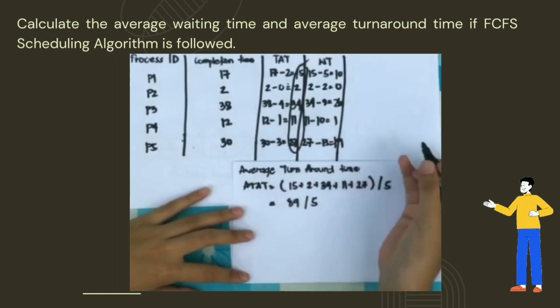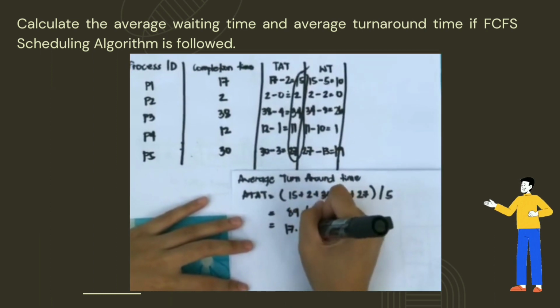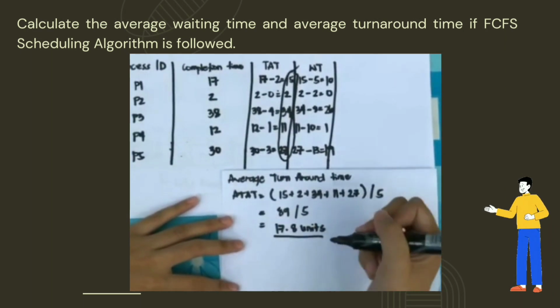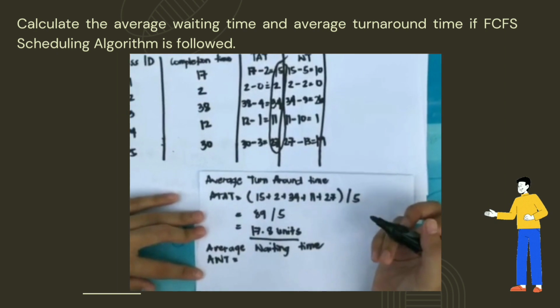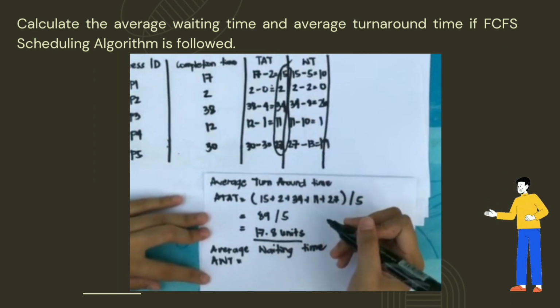So, yung 89, i-divide natin sa 5. Ang sagot is 17.8 units. So, eto yung average turnaround time. So, ang next is yung average waiting time.